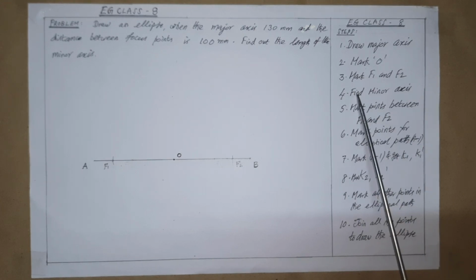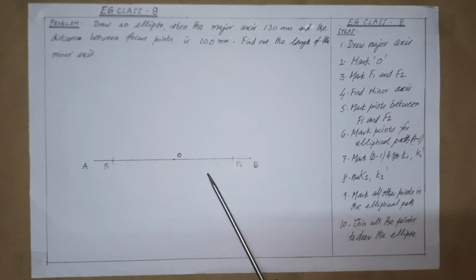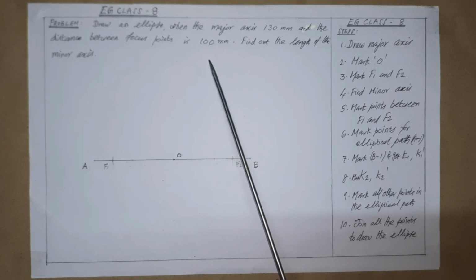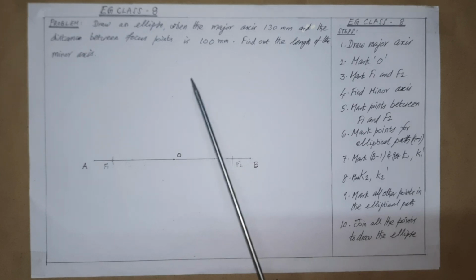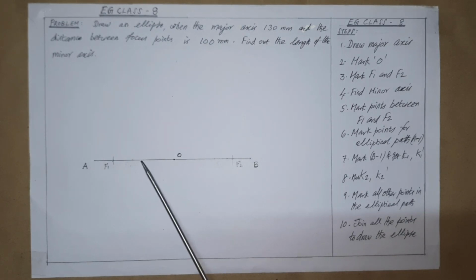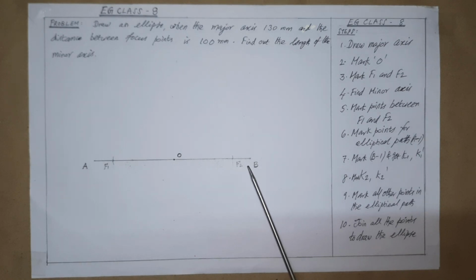Then as per step 3, next the focus points F1 and F2 are to be marked on this line AB. For this, the distance between focus points is given as 100 millimeter in the problem. Therefore, taking 100 divided by 2, that is equal to 50 millimeter as distance in the compass, mark on the left side of O point as well as the right side of O point, so that we may get the focus points F1 and F2 as marked here on the AB line. Remember, the radius to be taken is 50 millimeter.